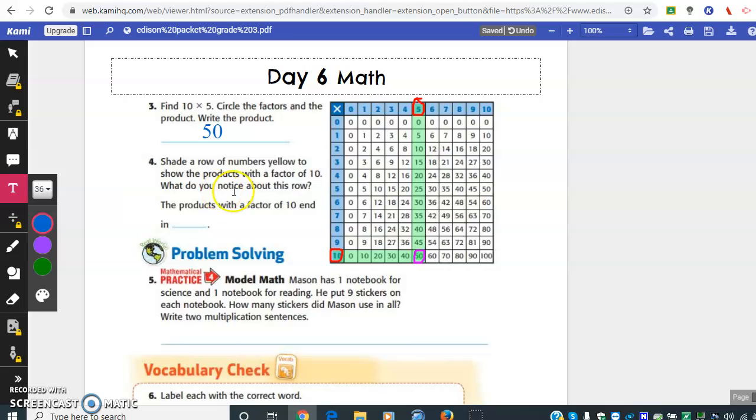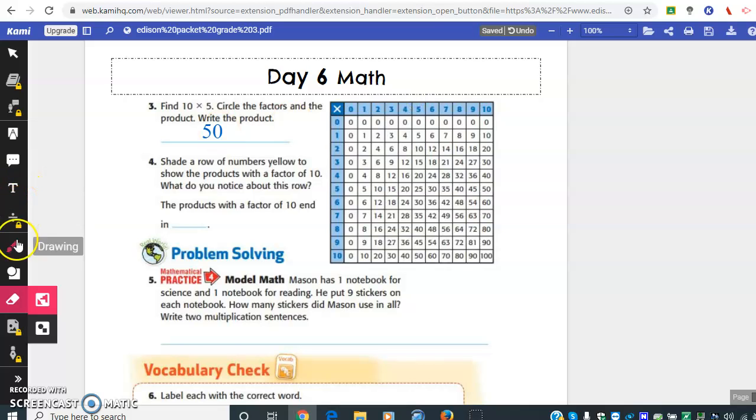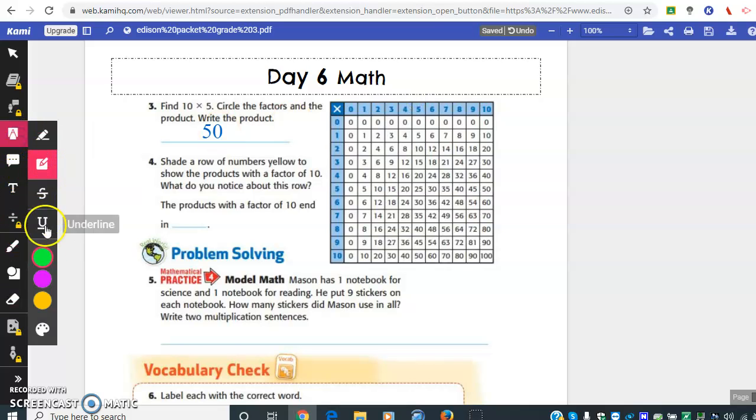Question number 4 says, shade a row of numbers yellow to show the products with a factor of 10. What do you notice about this row? The products with a factor of 10 end in blank. All right, since I'm going to be using yellow this time, I'm going to go ahead and get rid of my notes from number 3, excuse me.